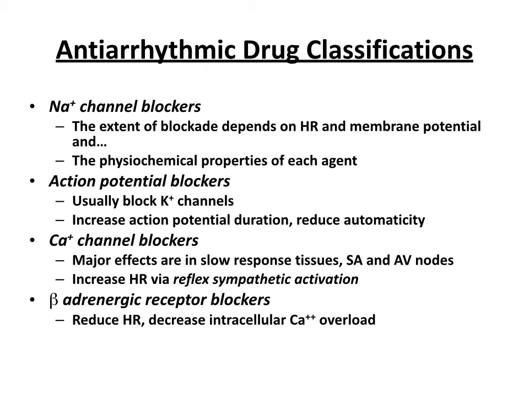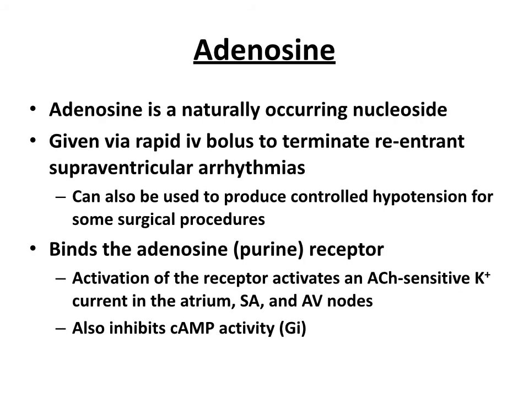Okay, so beta blockers are going to reduce heart rate. They're going to decrease intracellular calcium overload, essentially through a similar mechanism, decreasing activity of those cells. The first specific drug I'm going to cover is adenosine. Adenosine can be given as an IV bolus to stop reentrant supraventricular arrhythmias, and can also be used to produce controlled hypotension in some surgical procedures.